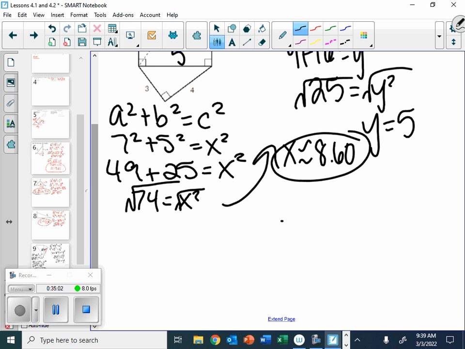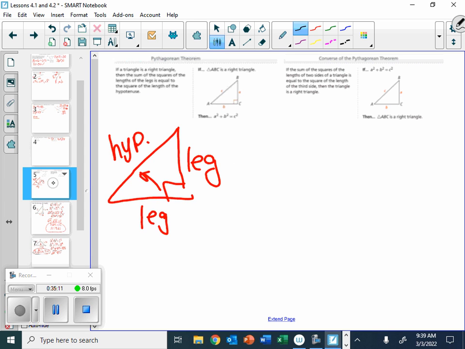Questions, comments, concerns about Pythagorean theorem? Alright, these last 2 problems deal with the converse of the Pythagorean theorem, so let me remind you what that is. You're essentially going in the back door. You're going the opposite way. So if 2 legs squared added together equals the hypotenuse squared, then you can say the triangle is a right triangle. If a squared plus b squared equals c squared, then the triangle is a right triangle, because a squared plus b squared equals c squared only works for right triangles.